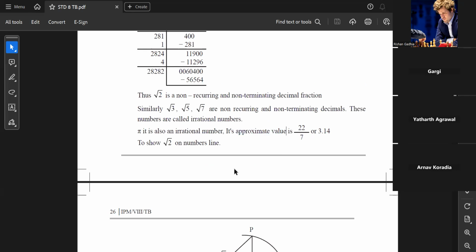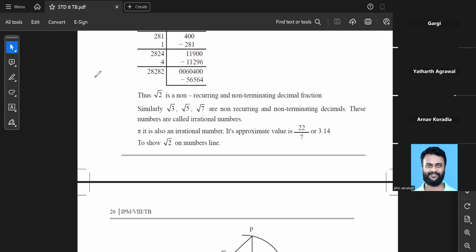Understood? So technically speaking, the value of pi is not 22 upon 7. It is 22 point something upon 7 point something. So the actual value of pi is not compulsorily 22 upon 7. It is an approximated value which we are using for our ease. To make our life easy, we have taken an approximated fraction. It is not the exact value. Understood?